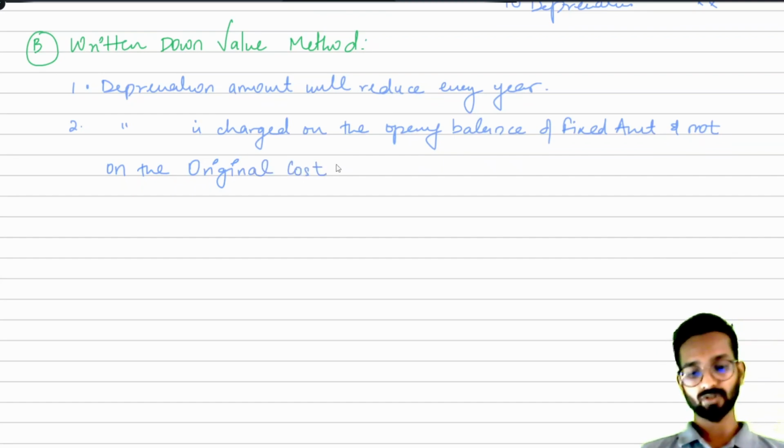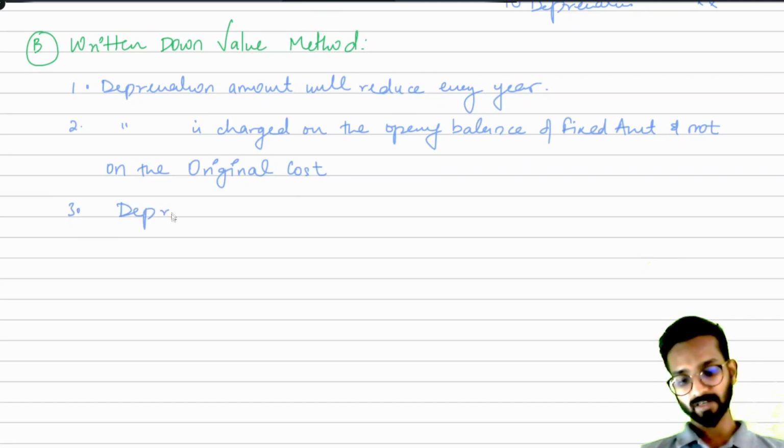Depreciation is not charged on the original cost, it is charged on the opening balance of the fixed asset. Now third is, if suppose the depreciation rate is not given, how can you find out the depreciation rate?